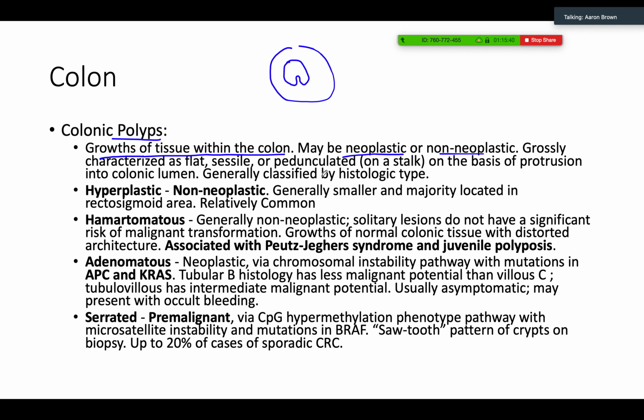The way that we characterize them are as flat, sessile, or pedunculated. Flat means we would have a lesion. If we're just looking at the inner lumen, the lesion would just be flat like this.